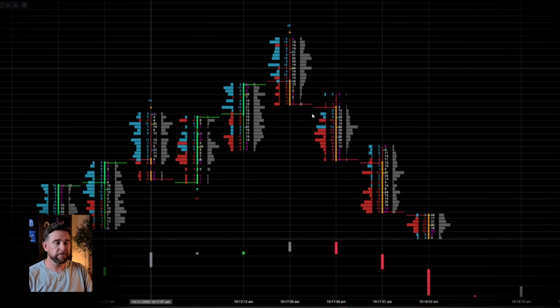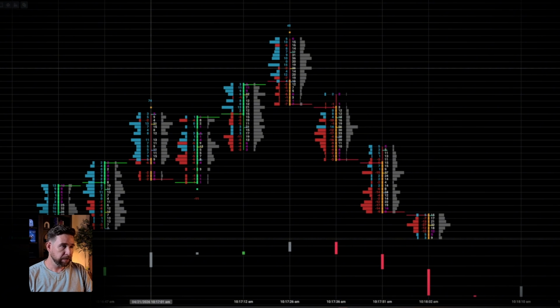So looking at my footprint chart here, this is showing me the delta by price for each tick in 10-point range bars on NQ futures. For reference, this is not a time-based chart. So each one of these bars only opens a new bar when price moves into a new 10-point or 40 tick range on NQ futures.